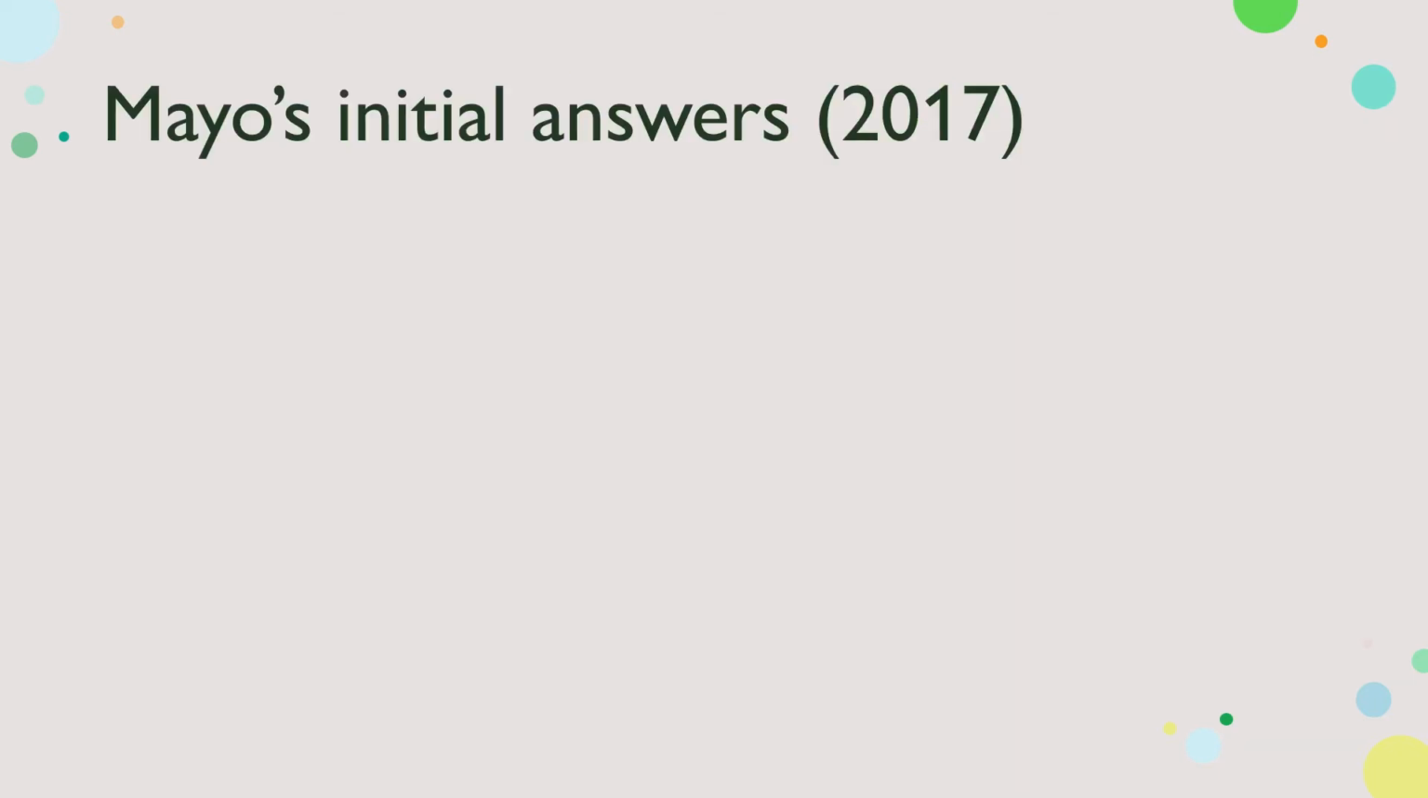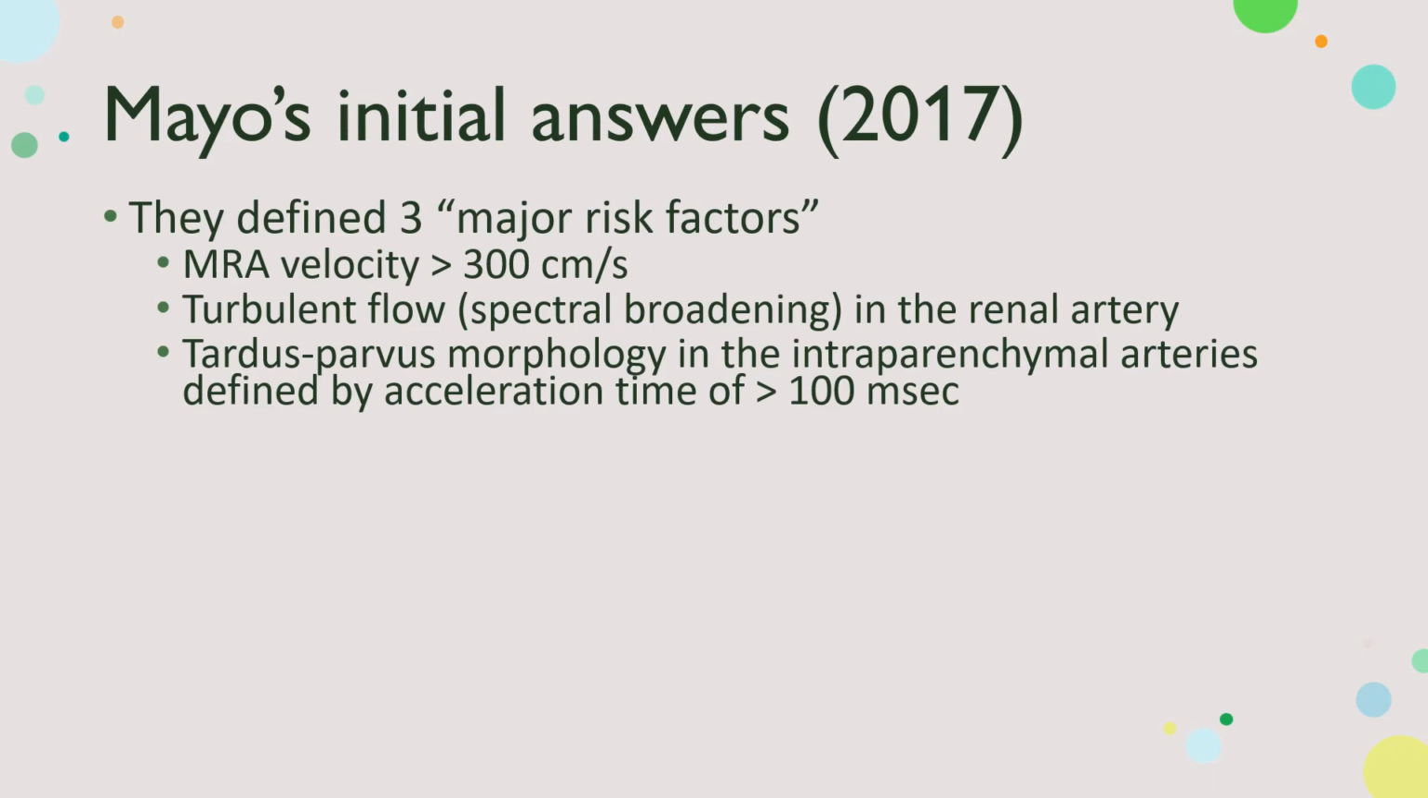So what are Mayo's initial answers? Well, in 2017, they looked at a group of patients who received kidney transplants and had abnormal Dopplers. And so what they did was they looked at all those retrospectively who had gone on to CTA, MRA, or angio. And they found what they call major risk factors.